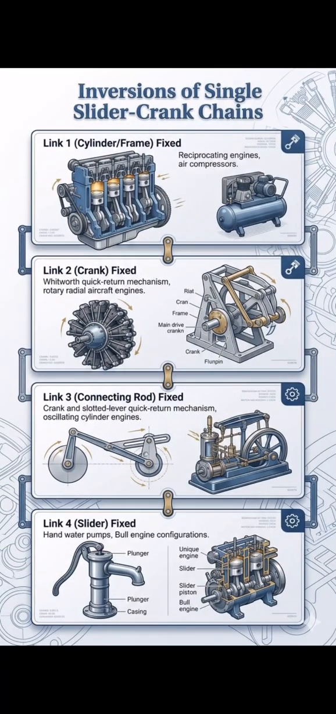Inversion of single slider crank chains. Link 1, cylinder frame, fixed: reciprocating engines, air compressors. Link 2, crank, fixed: whitworth quick return mechanisms, rotary radial aircraft engines. Link 3, connecting rod, fixed: crank and slotted lever quick return mechanism, oscillating cylinder engines. Link 4, slider, fixed: hand water pump, bull engine configurations.